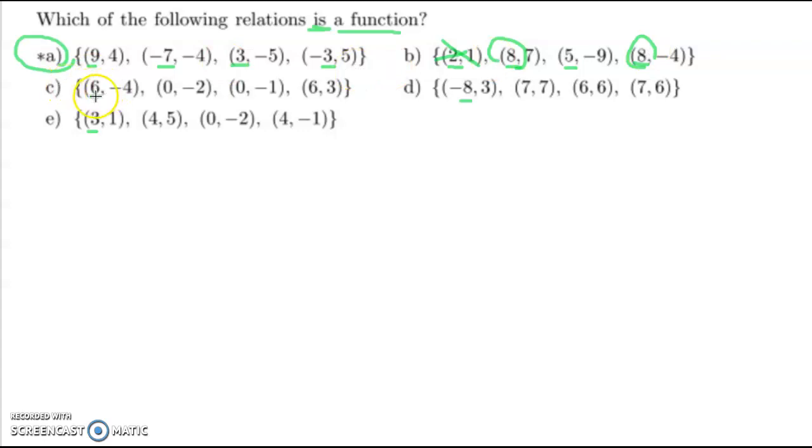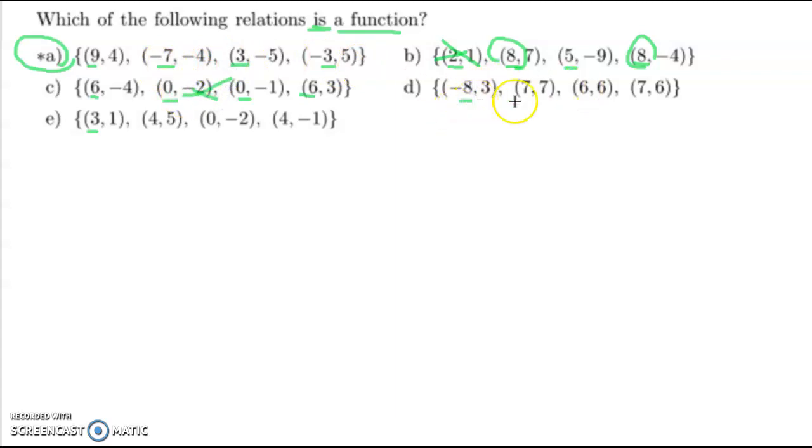Let's look at C. We have a 6, a 0, and a 6. Once again, the 6 goes to a -4 and to a 3. The 0 goes to a -2 and to a -1. So this becomes a 1-to-2 correspondence, not a function.